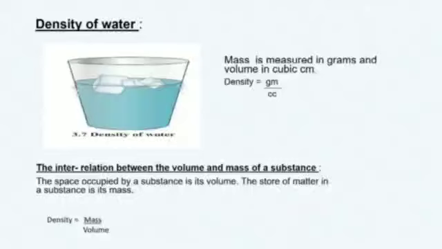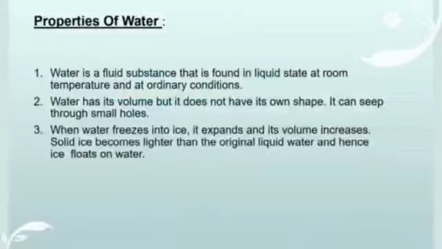The interrelationship between the volume and mass of a substance: the space occupied by a substance is its volume. The store of matter in a substance is its mass. Therefore, density is equal to mass upon volume. Mass is measured in grams and volume in cubic centimeters. Density is equal to gm upon cc.